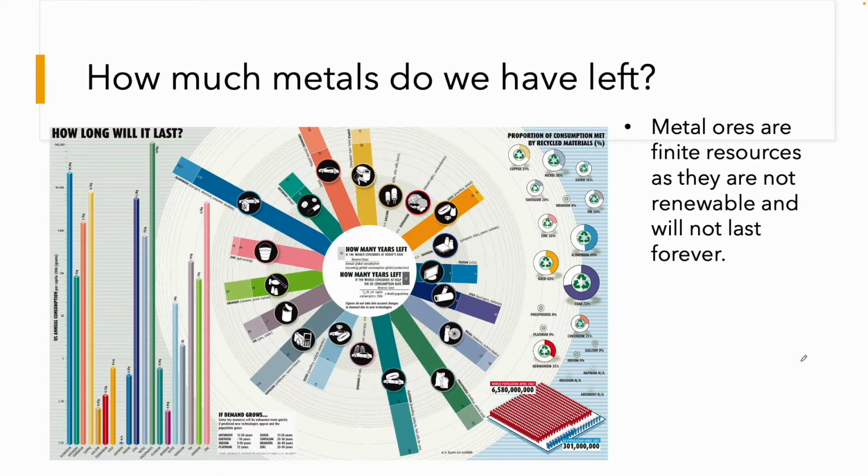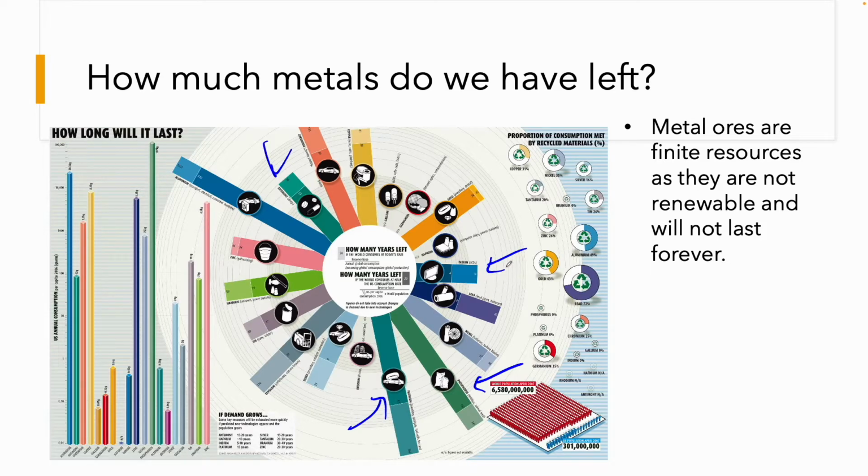So next part is about recycling. This infographic will show you how many years we have for certain metals. The longer the bar, the more we have left. So we still have a lot of platinum and a lot of phosphorus. We have antimony, which is lesser, and then we have indium here, which we don't have much left. So that means down here we will know that we don't have an unlimited supply of metals.